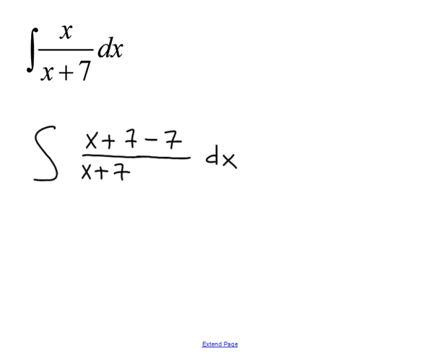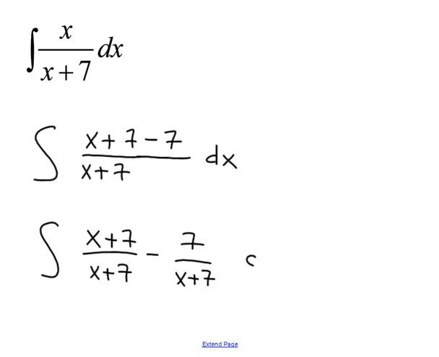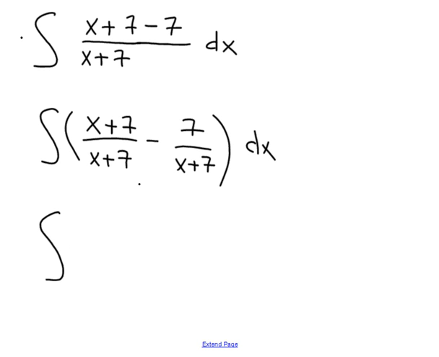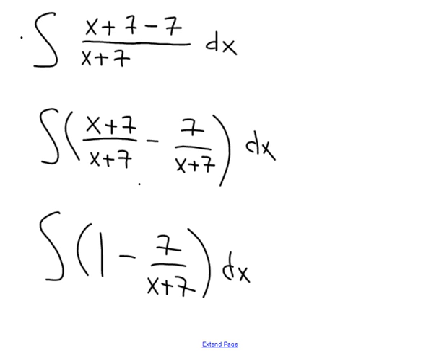The nice part about this is now I can rewrite this as two separate pieces. x plus 7 over x plus 7 minus 7 over x plus 7. If I had these two fractions down here, I could rewrite them as one fraction because they have common denominators, and I would have this right here. And again, if I have this right there, that's the same as this. Now we go right here, x plus 7 over x plus 7 is 1. Notice this is the same answer as what we had before. I just haven't had to do the dividing.